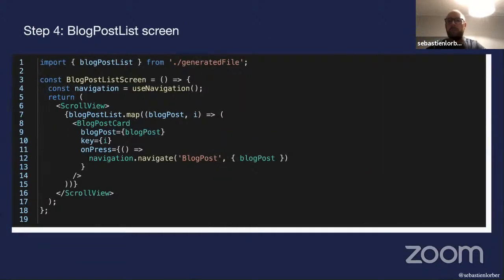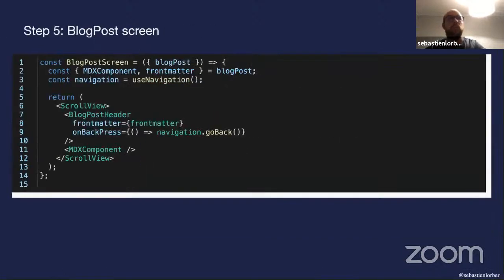Let's see the blog post list. It's just a scroll view that imports the generated file that contains the blog post list. And when we click on the blog post card, we should navigate to it. The blog post screen is not very complicated. It contains two imports: the MDX component and the front matter. We will render the front matter separately because this is metadata very specific to our application. And then we will render the MDX component, that is the rest of the markdown, just under.